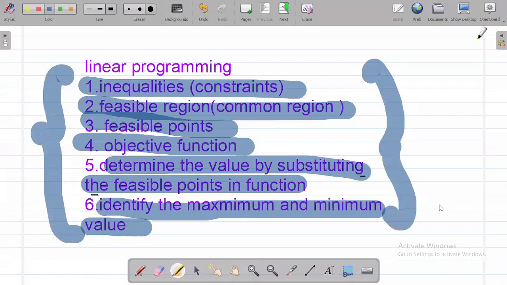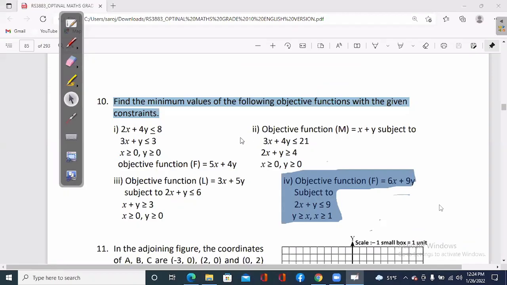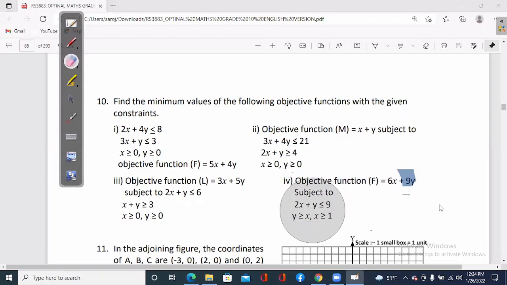So all of you, let's do some more questions from this linear programming. Let me erase it. Let's go to question number 10. This question 10, parts I to IV; 10 IV we have done. So let's do this. All of you, please take the screenshot. These 4 questions we are going to do nicely in the fair copy.